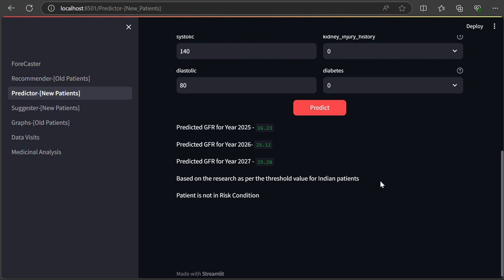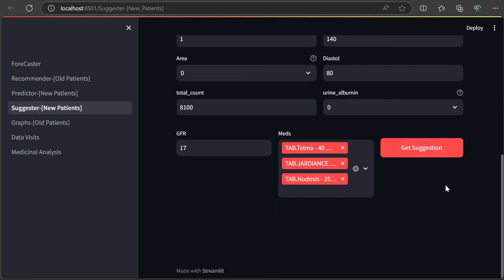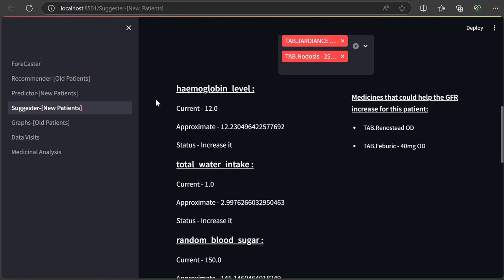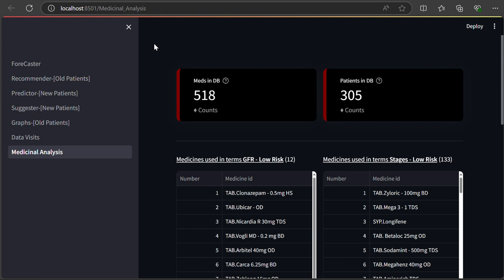Next we move on to the module called suggester. What suggester does is the same. The test key metrics values are entered by the doctor, and when we click on get suggestions, the controllable health key indicator values are also recommended, and medications are also recommended for the doctor to add to his prescription. Lastly, we move on to the final module, which comprises medicines being analyzed.